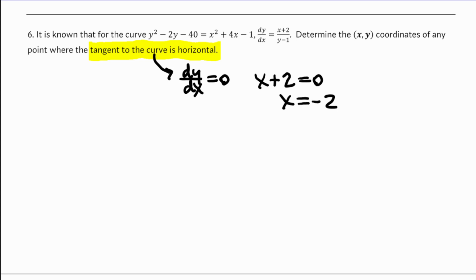Okay, and now we're going to find the y-coordinate by just plugging back into the original equation. And so we'll have y squared minus 2y minus 40 equals x squared, that'll be positive 4, plus 4x is negative 8, minus 1. Okay. So if I've got 4 minus 9, that's negative 5.